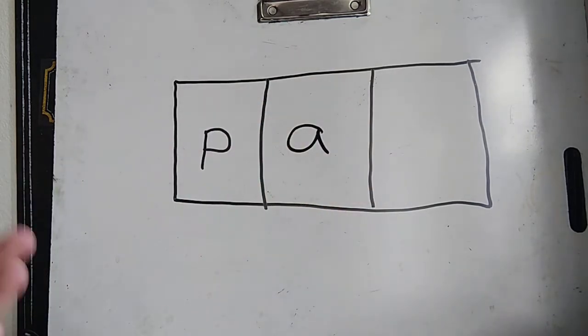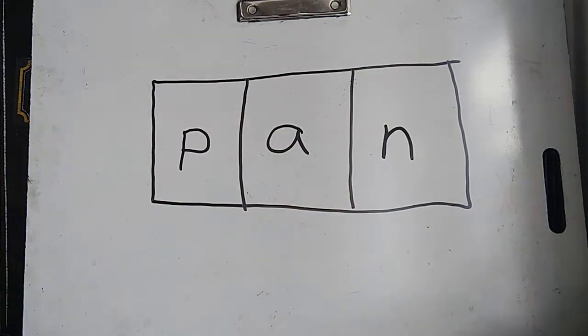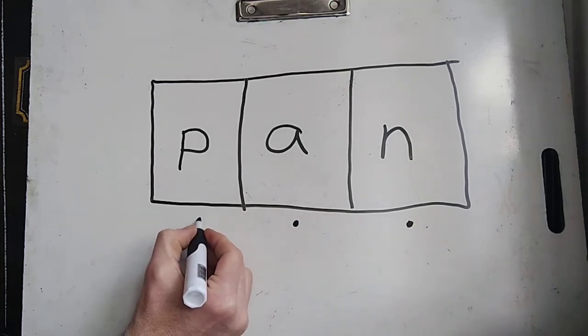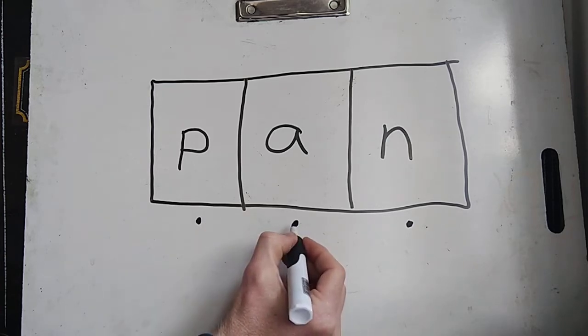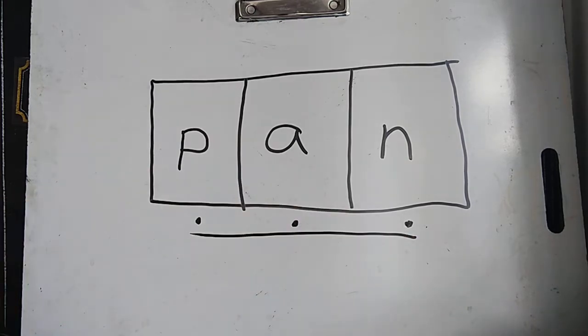All right. Now, let's do our third. Our third letter. Are you ready? The third letter in pan. Pan. You got it? We'll do it one more time just to make sure. Pan. What am I going to write for an N? All right. So we have pan. Okay. All right.